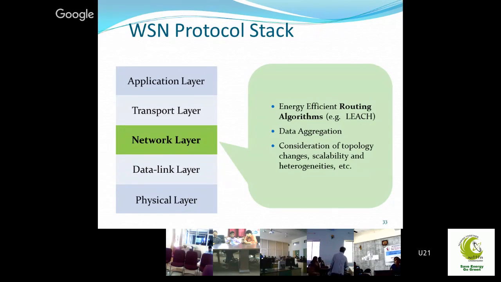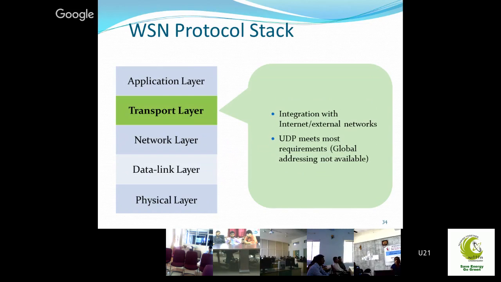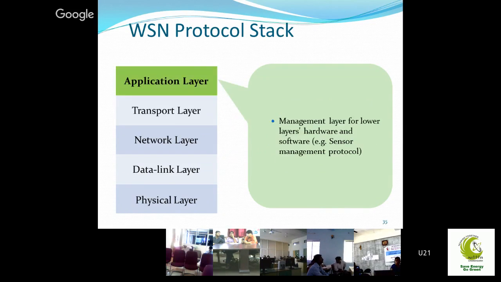We will be discussing routing in coming slides. The data aggregation as well as the topology related aspects are also considered on this particular layer. Your transport layer is integration of internal and external network, which is considered on the transport layer, and your application layer depends on your application.